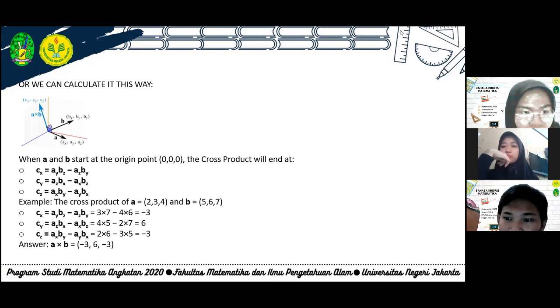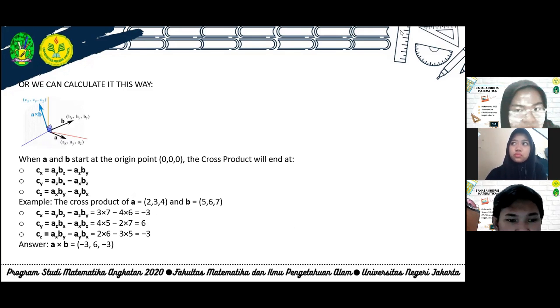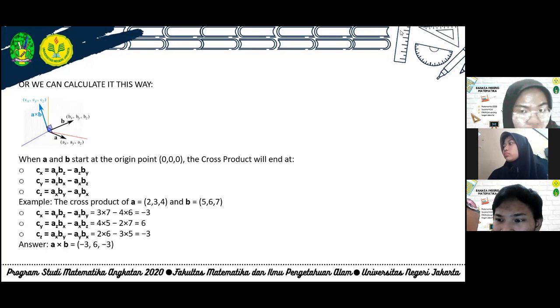Or we can calculate it this way. Here is the picture. When A and B start at the origin point 0, 0, 0, the cross product will end at Cx equals Ay Bz subtract Az By. Cy equals Az Bx subtract Ax Bz. Cz equals Ax By subtract Ay Bx.